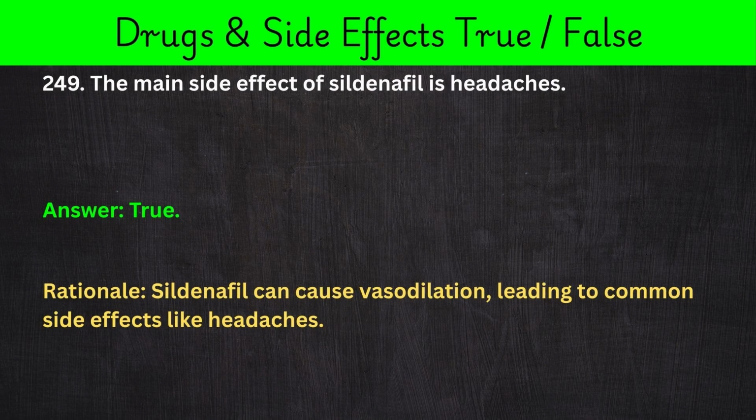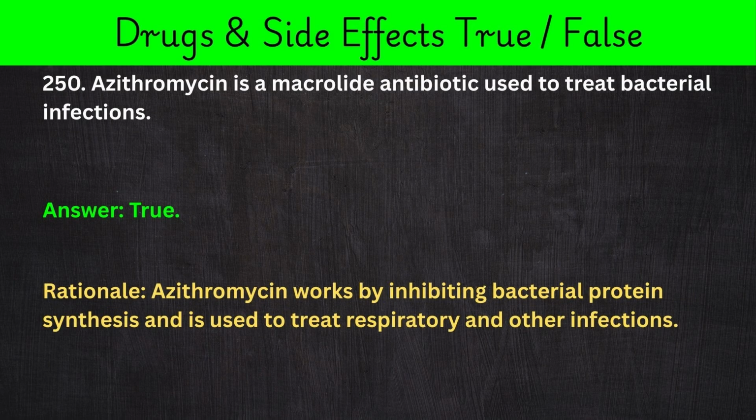249. The main side effect of sildenafil is headaches. Answer: true. Rationale: sildenafil can cause vasodilation, leading to common side effects like headaches. 250. Azithromycin is a macrolide antibiotic used to treat bacterial infections. Answer: true. Rationale: azithromycin works by inhibiting bacterial protein synthesis and is used to treat respiratory and other infections.